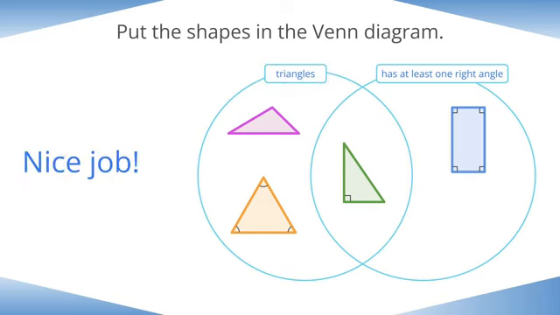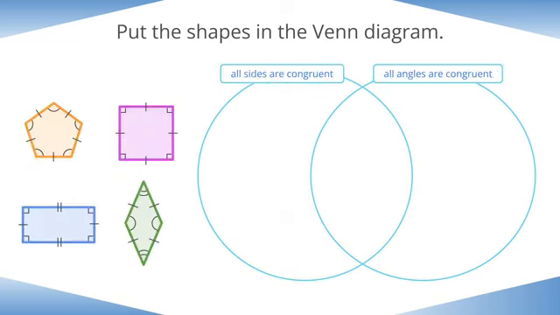Nice job! That was a really good start. Let's try another example. Put the shapes in the Venn diagram. It looks like our diagram categories are all sides are congruent and all angles are congruent. Remember, congruent means the same, so congruent sides have the same length and congruent angles have the same measure. Let's identify each shape's attributes and put them in the correct section.